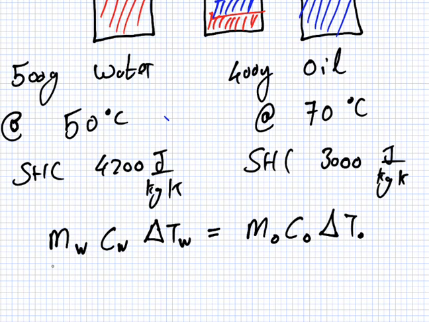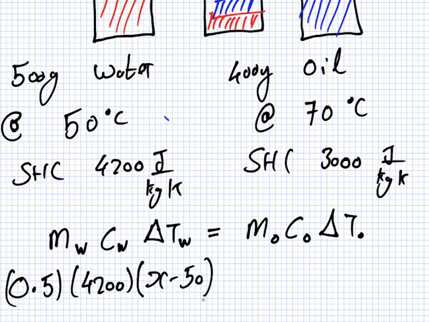What's the m for water, please? 0.5. And what's the c? 4200. What's the delta T? Well, it's the change. So does it get hotter or colder? It gets hotter. It's going to be x minus 50. Remember, delta T is the change in the temperature, how much you gain or lose. Good. Okay.